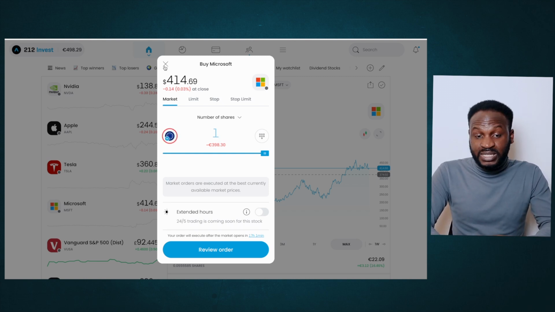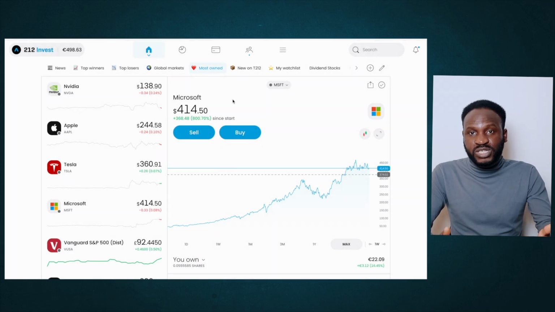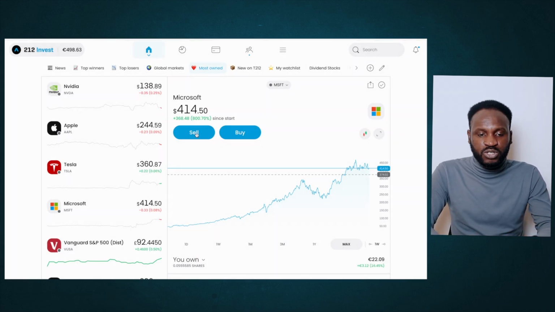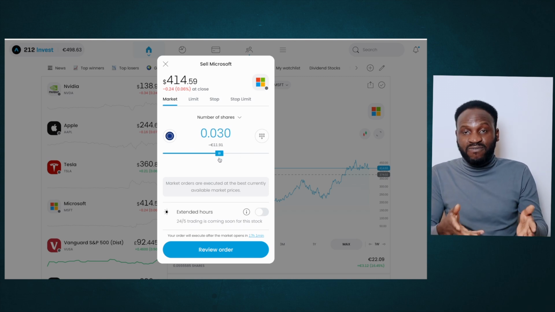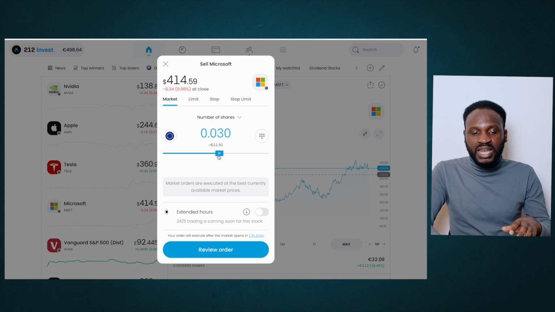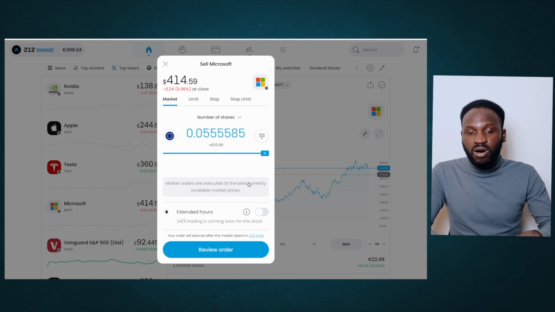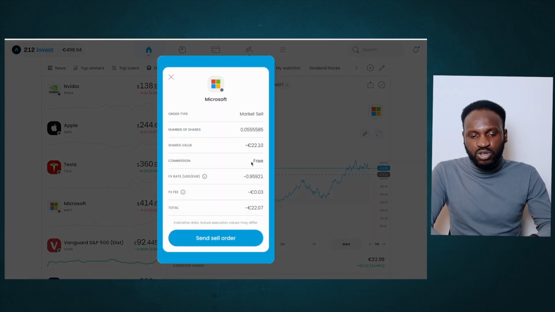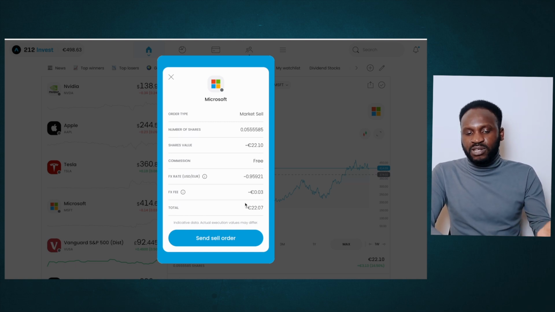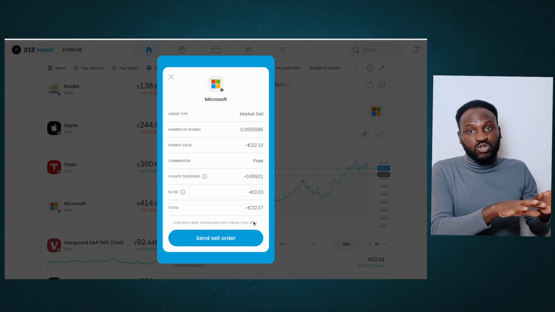So that is it. And let us say you want to sell your share again. It's still the same thing. You just need to click on sell. It's going to show you the amount of money you have. If you want to sell half of your investment, you can do that here. If you want to sell everything, you can just click on all, and you are going to click on review. And it's going to pop this up. If you want to sell it, you just click on no, I'm not interested. It's going to pop this up and show you the commission is free and everything that you need to do. Once you click on sell, it's going to be sold.